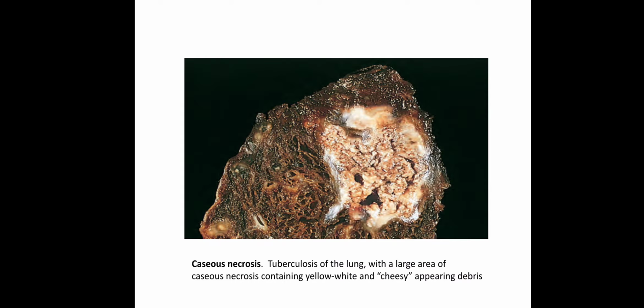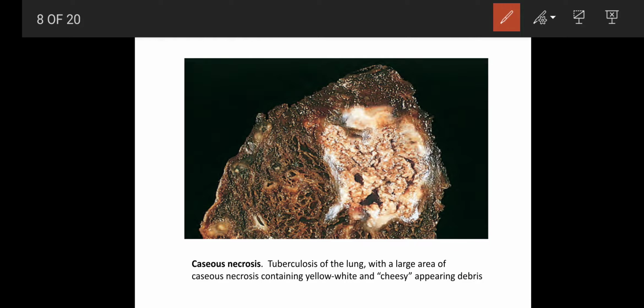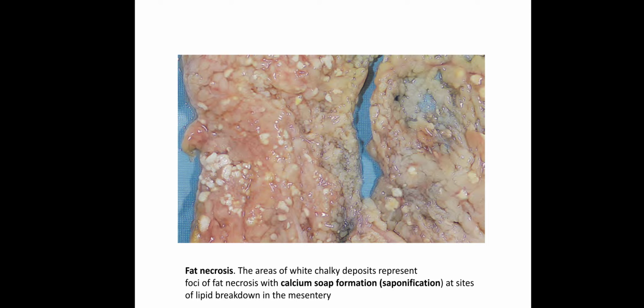Coming to the next image. This is again a very interesting image. This is an image of caseous necrosis. See, caseous means cheese-like, friable. And this type of necrosis is classically seen in tuberculosis. This is an image showing the lung, but caseous necrosis can also occur in other parts of the body. Example, lymph node.